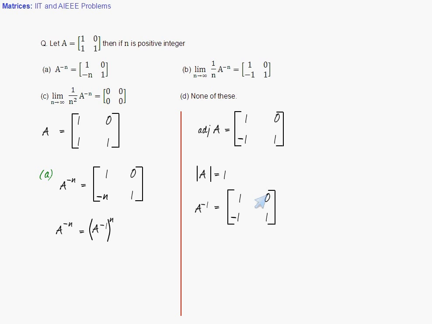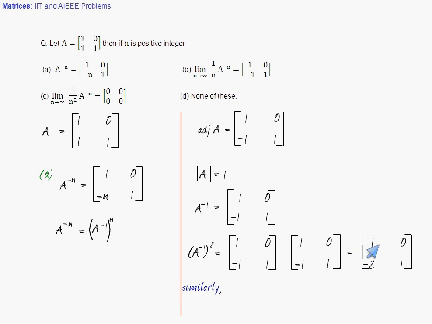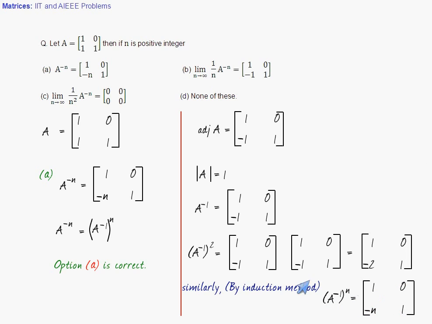Now let me analyze the value of A inverse whole square. This will be simply 1, 0, minus 1, 1 into 1, 0, minus 1 and 1. This will come out to be 1, 0, minus 2 and 1. Similarly, if we analyze A inverse whole cube and so on, by induction my A inverse whole to the power n will be 1, 0, minus n and 1. That means my option A is correct.